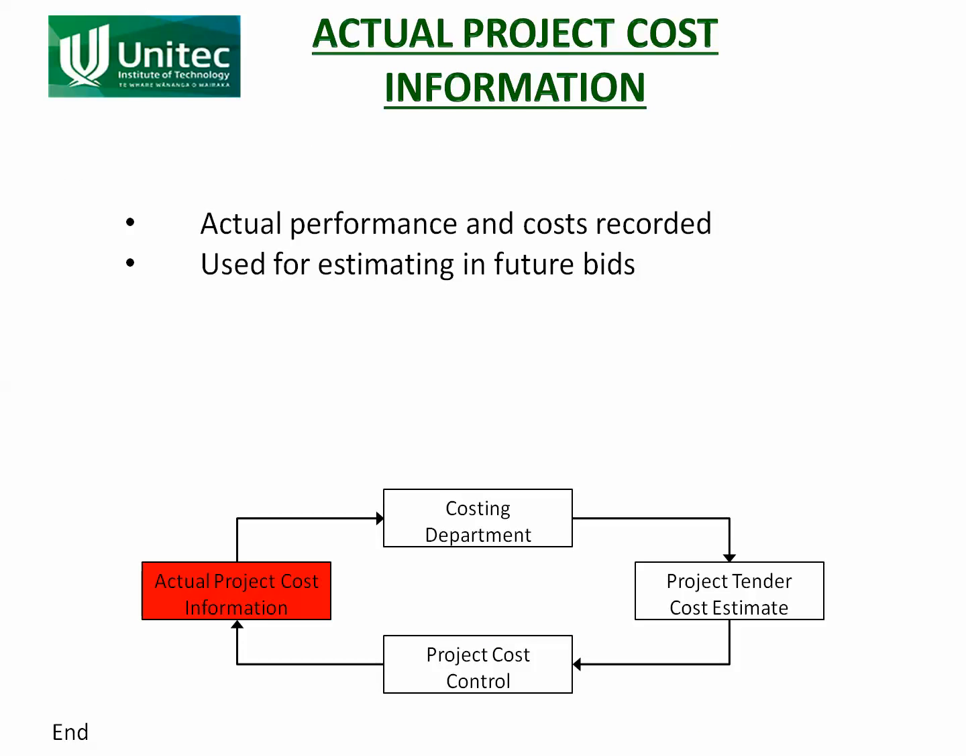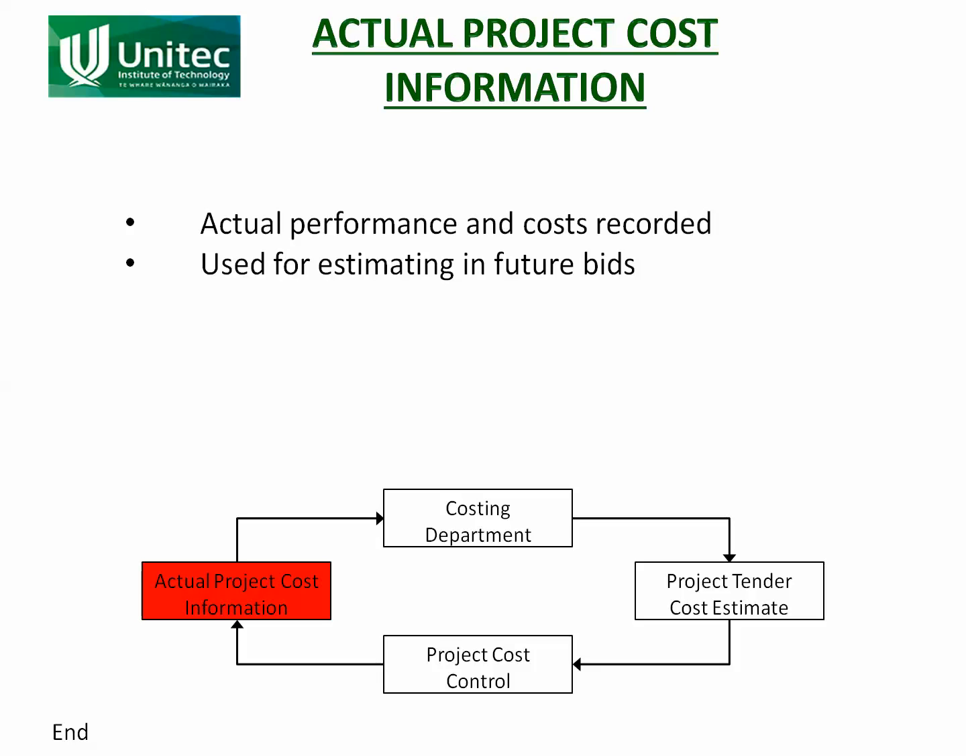That recorded information is the actual project cost information. In the project tender cost estimate, that was what we estimated, and now we have the actual costs. So you would want to compare the two and see, did we estimate it right, or did we make a few mistakes? If we made a few mistakes, we want to know about it so that we don't do it again.